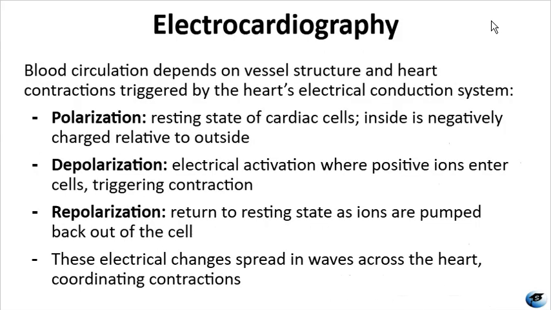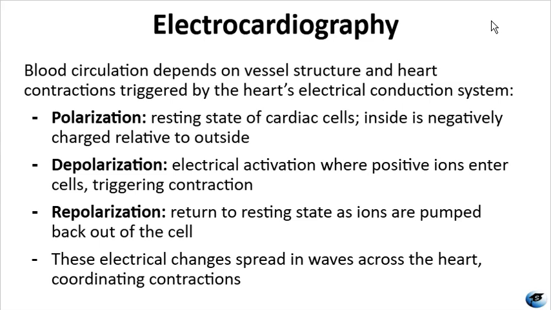Remember that blood circulation depends not only on the structure of vessels and chambers, but on the timing and strength of heart contractions, which are controlled by its electrical conduction system. Let's briefly walk through the 3 key electrical events in the cardiac cycle. First, polarization is the heart cell's resting state. Inside the cell is more negative than outside of the cell, and the cell is ready to be activated.